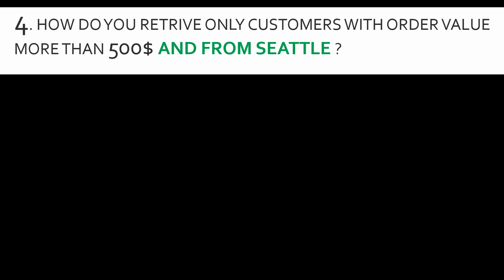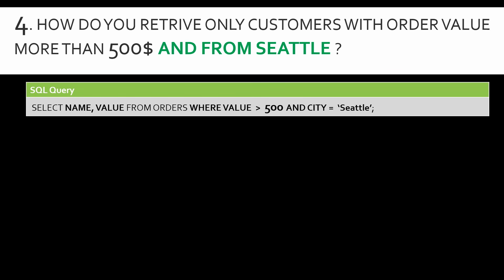Question number four. How do you retrieve only customers with order value more than 500 and ordered from Seattle, which is a city? So again, building upon the previous question, here we are further fine-tuning the conditionality and getting a narrower result. The SQL query for this remains the same as what we saw in the previous question.